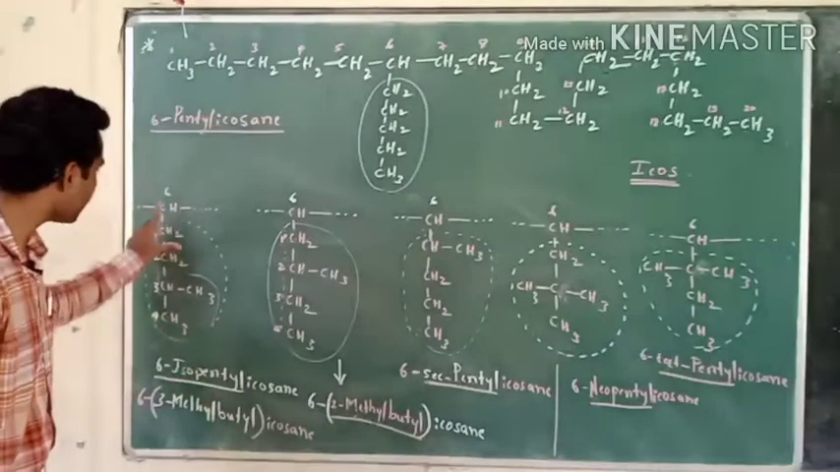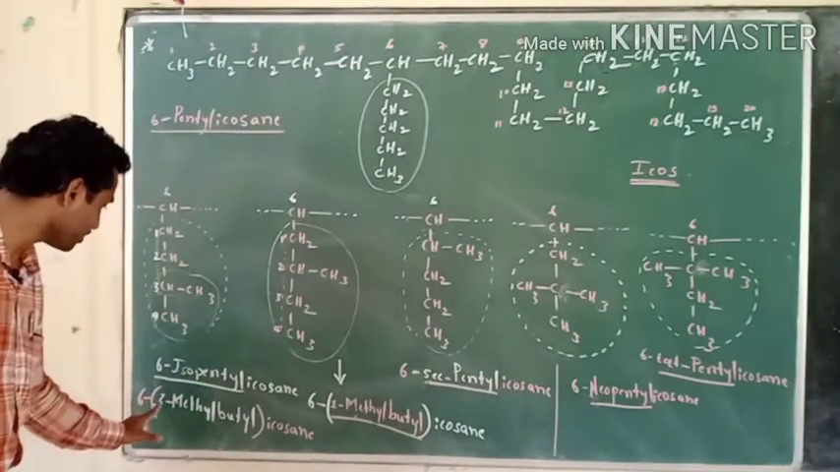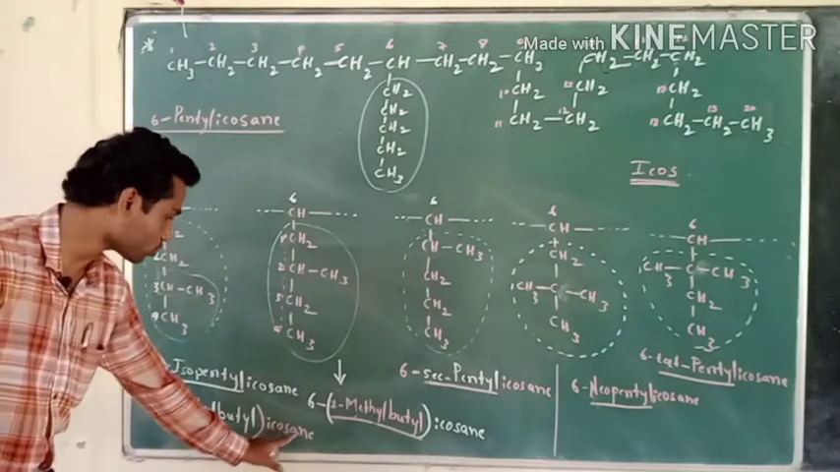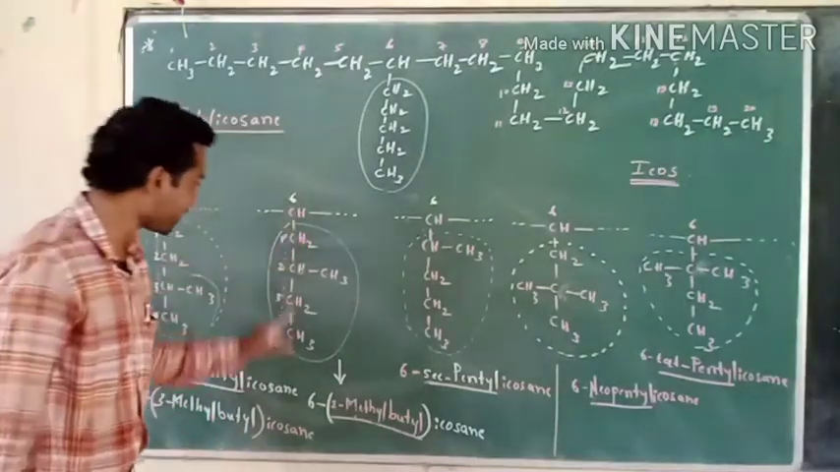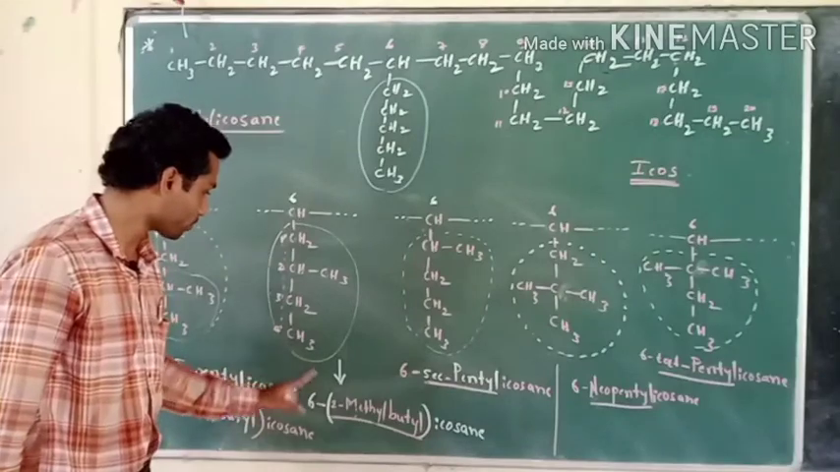So what is the name of the entire molecule? At the 6th position, 3-methylbutyl is the substituent, icos is the root word, and ANE is the primary suffix. So we know how to write the systematic name for this substituent.